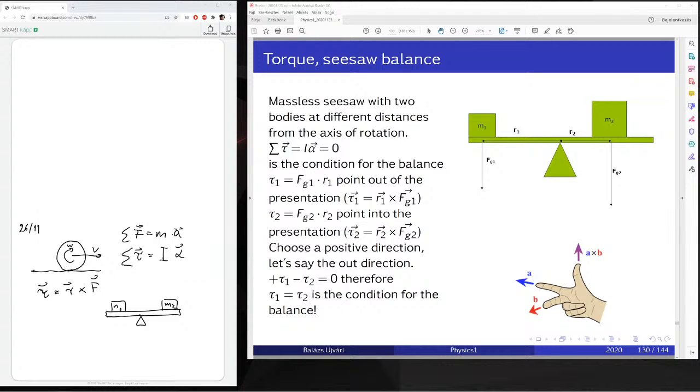All right. What can we learn? What is the sum of the tau? Let's choose the axis of the rotation as the origin, as in the previous example. And here we have a weight 1. Here we have a weight 2. This is the coordinate of the point of the force. In this case, can you tell me what is the direction of tau 1, which is r1 cross G1?